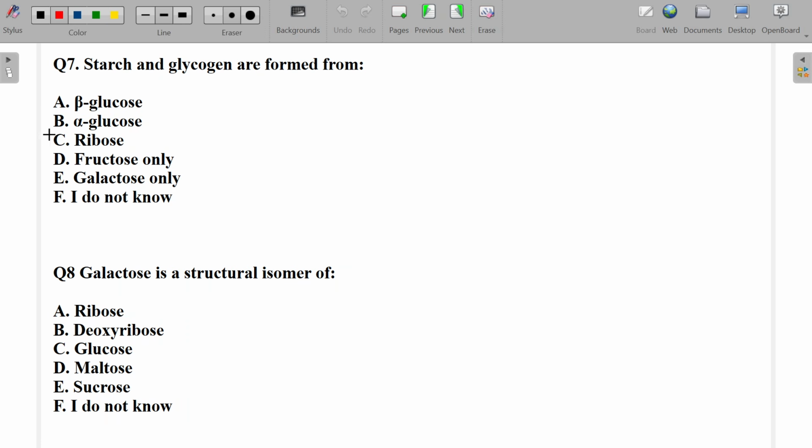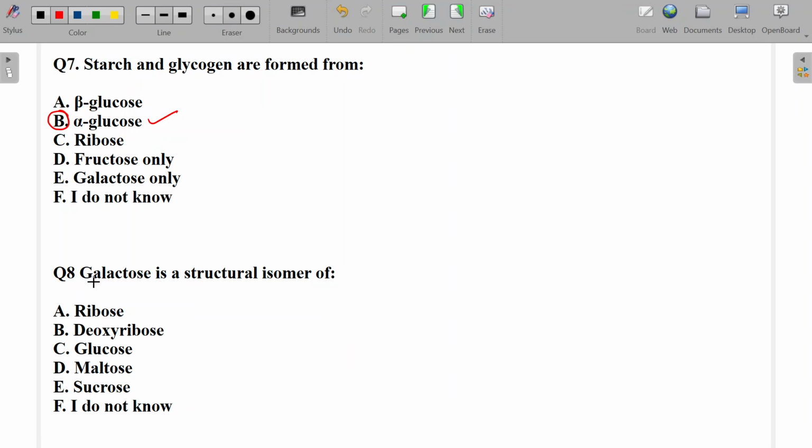Question 7. Starch and glycogen are formed from A. beta glucose, B. alpha glucose, C. ribose, D. fructose only, E. galactose only, F. I do not know. Alpha glucose. Yes, correct. Alpha glucose.